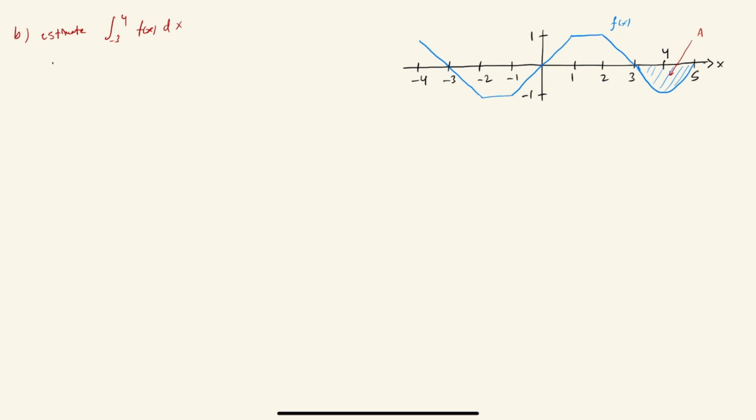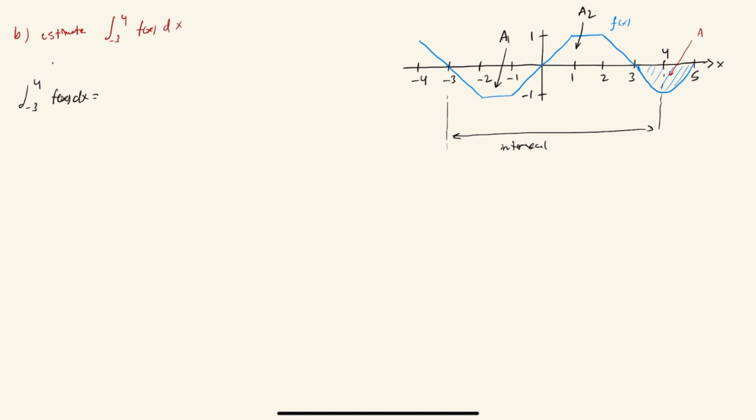Now, B. Estimate the definite integral going from -3 to 4 of x dx. So the first step is to notate our interval. It's going to be from -3 to 4. Notice here, -3 to 0, I'm going to mark that as A1, and then from 0 to 3, I'm going to mark that as A2. Then we are given the area from 3 to 5 by red A.